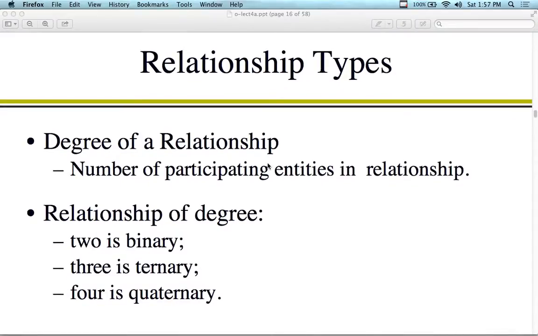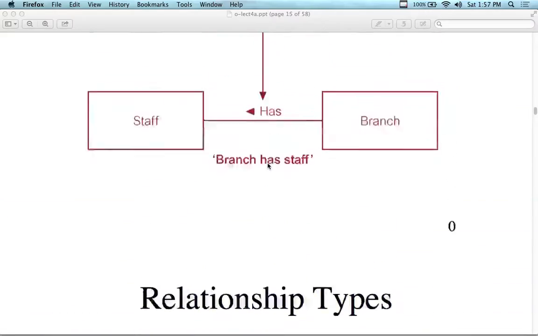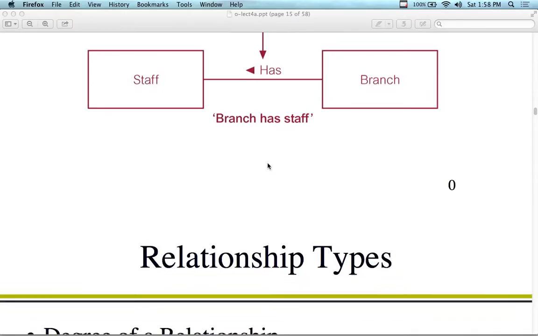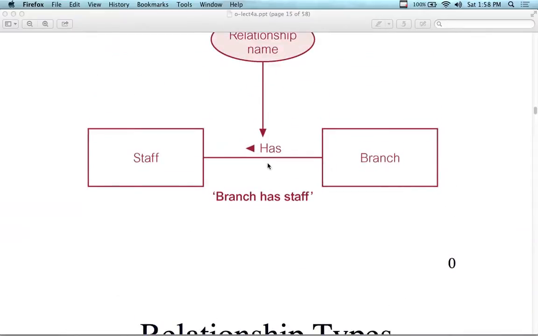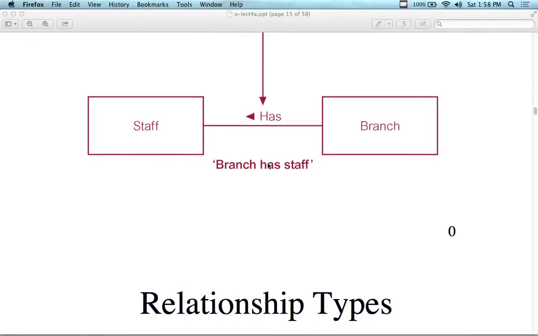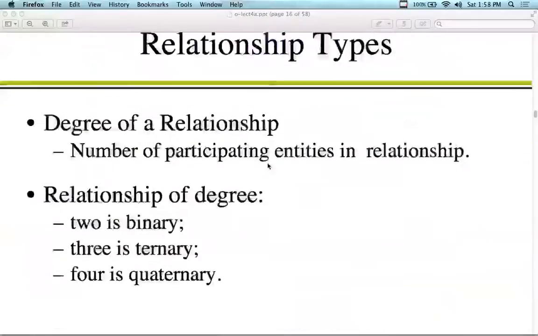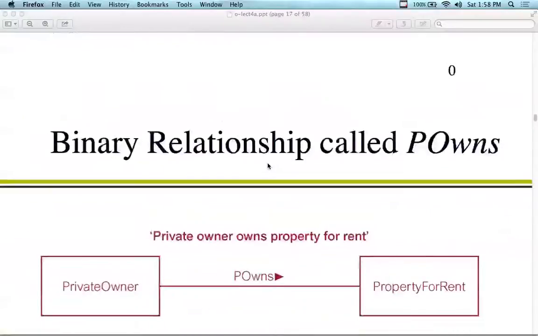Now we have the degree of relationships. This, I said before, is a binary: 2 participating entities. We have binary, we have 2, 3, 4. We're not going to go past 4. If we go past 4, it gets kind of confusing, and then you break it out into a separate diagram. So 2, 3, 4, pretty typical. 2 is actually quite common.